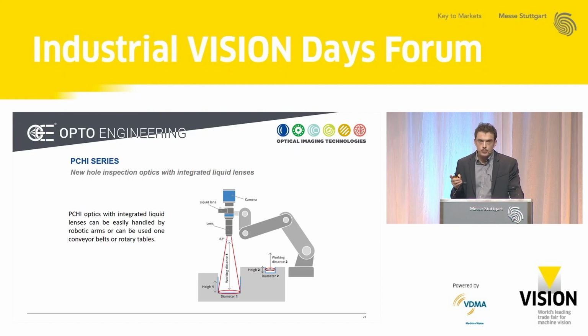Another important thing is that due to the fact that these lenses are not meant to be introduced inside the object, you don't necessarily need a robotic arm to handle them. You can simply place the samples on a conveyor belt or a rotary table, and the lens can be fixed above them, basically.